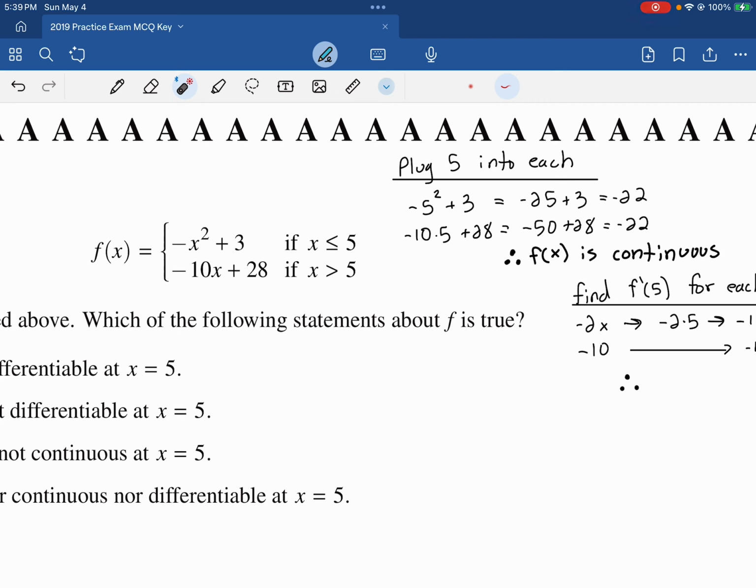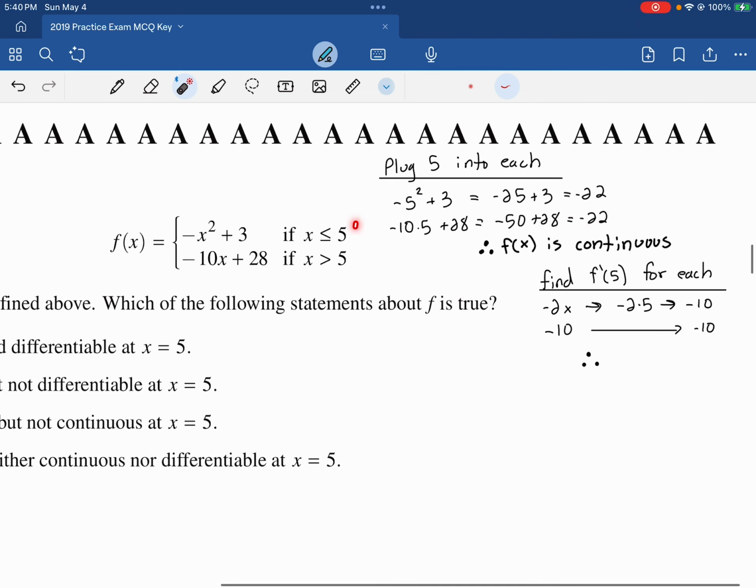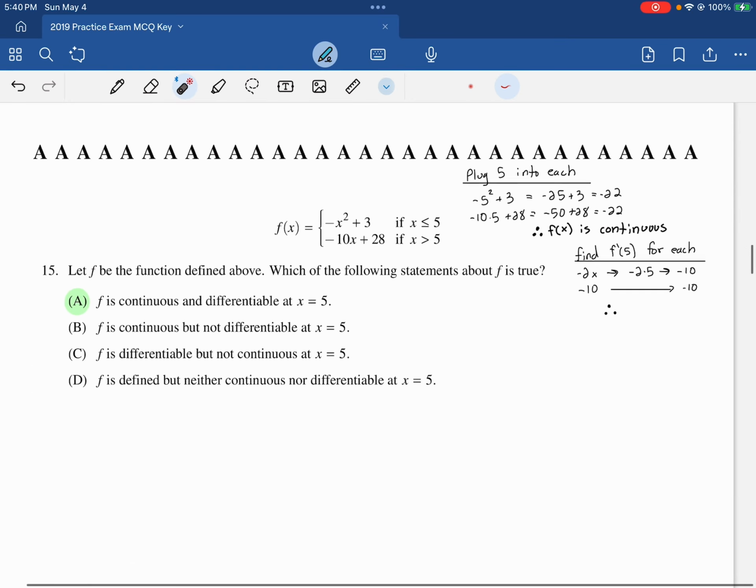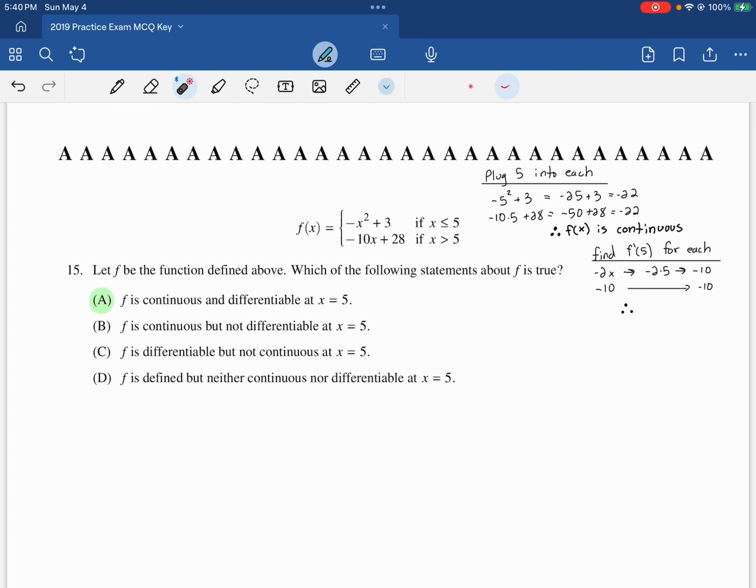First, for it to be continuous, I want to make sure that the first line ends where the second line starts. So I'm going to plug 5 into each of these, and the algebra for this is very easy. You get the same value. So the top one ends at negative 22. The second one starts at negative 22. I have one of them including 5, one of them being just after 5. Therefore, my function is continuous. And I've narrowed it down to one of them that does talk about it being continuous.